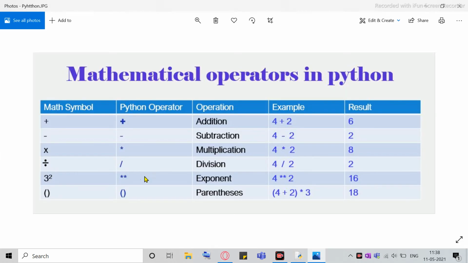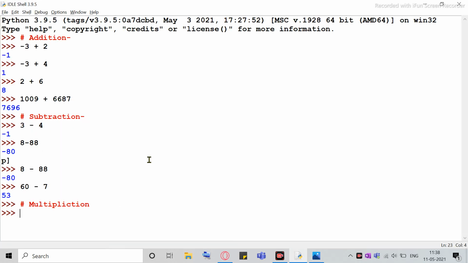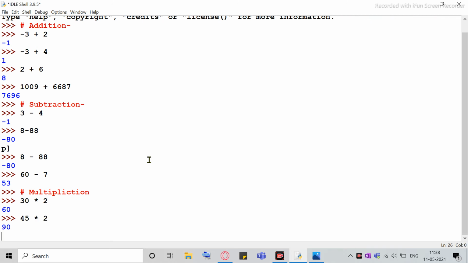For multiplication, we use the asterisk symbol. Let's use the asterisk symbol for some operations now. We've got 30 into 2, so that'll be 60. 45 into 2, 90. So this was multiplication.